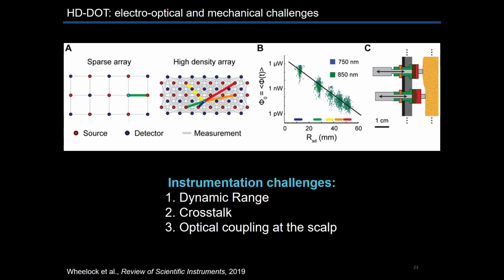Also, optical coupling at the scalp. If we look up here in figure C, those are just examples of fiber optic probes that are able to move in and out of a sliding kind of a top hat infrastructure, such that the fiber optics are able to engage with your scalp with local variations, because everyone's scalps are actually a lot more bumpy than you realize.